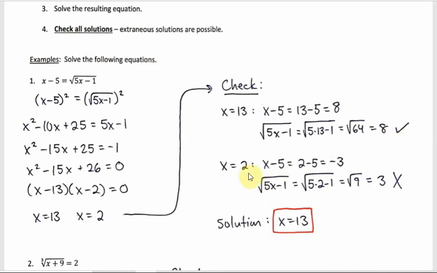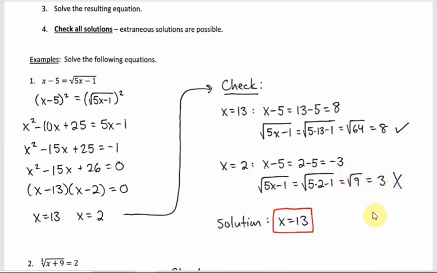But with 2, you sub in 2 on the left, you get negative 3, right? It's 2 minus 5. You sub in 2 on the right, you get 5 times 2 minus 1 under the radical. So that's the square root of 9. But the convention is to take the positive square root, so that's 3. 3 and negative 3 aren't the same number, so that one doesn't work.